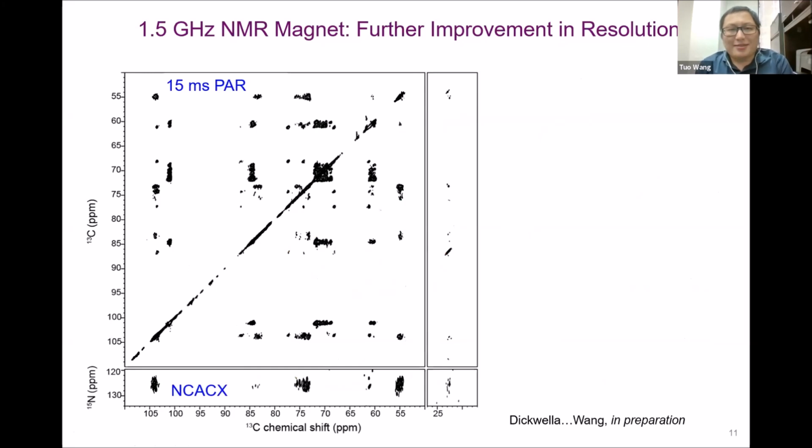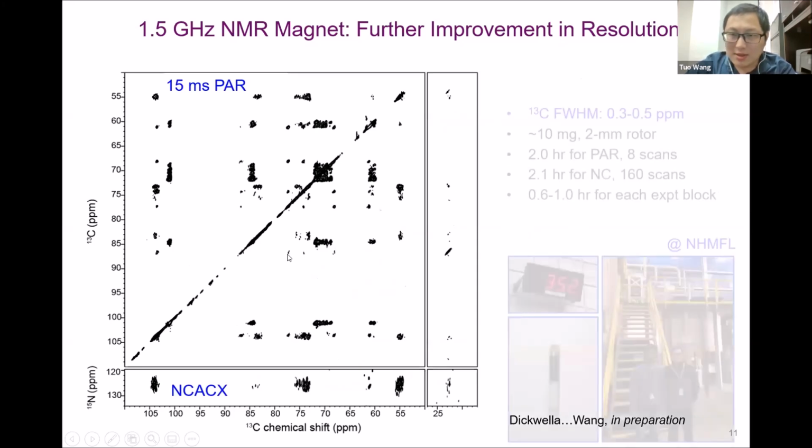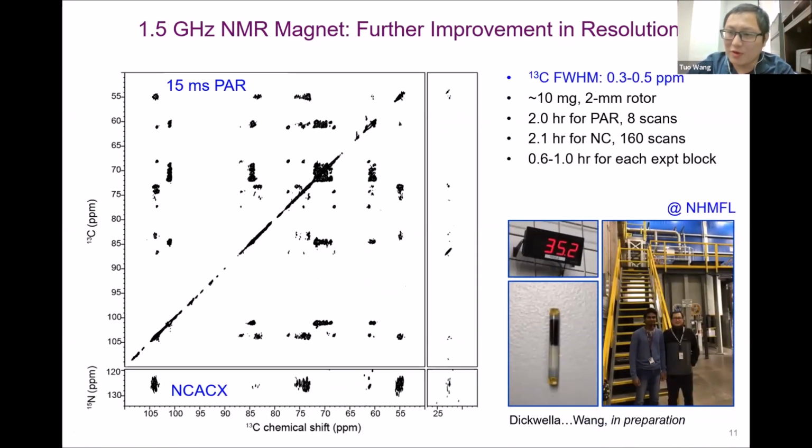We were already highly satisfied with the data at that moment, but later, we got the chance to try those samples on the 1.5 gigahertz world record magnet at MagLab, and we were shocked by the further improvement in the resolution. If you compare the two spectra, you can see that all the round circles on the 800 megahertz now become tiny dots. You can see 3 dots here, you can see 2 dots here. The carbon-13 line width is 0.3 to 0.5 ppm even for the rigid component. And with 10 milligrams of sample packed in a 2 millimeter rotor, we're able to finish a 2D carbon-carbon and a nitrogen-carbon correlation spectrum within 2 hours each. And this picture shows the beautiful magnet at 35 Tesla.